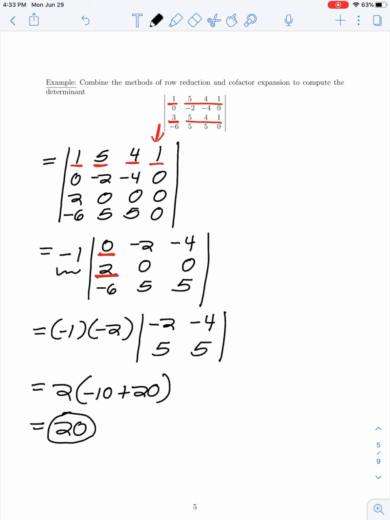So we can see here that by combining certain approaches, such as row reduction and cofactor expansion, we can evaluate these determinants a little more easily than using any one approach.